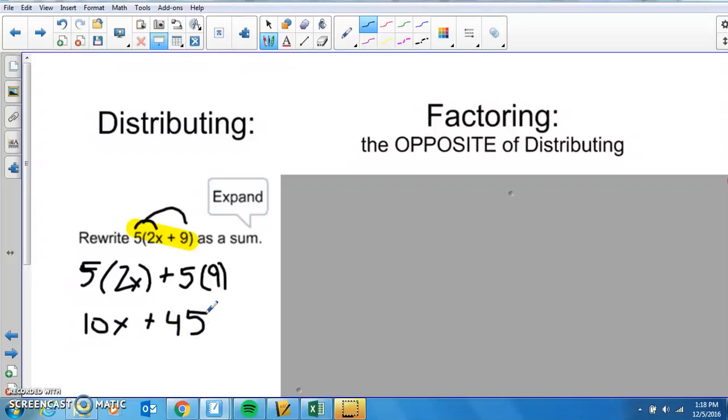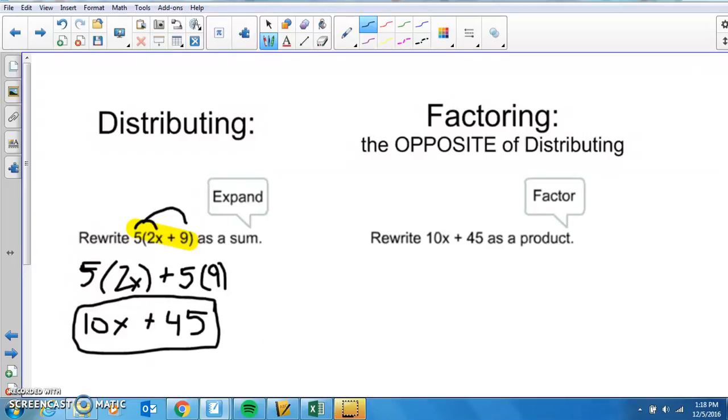The 10x has an x, the 45 does not, so those are not like terms. So that is our simplified form, 10x plus 45. That is what we did yesterday. Now what we're going to do today is pretty much the opposite of what we just did. So let's take the problem 10x plus 45. As you'll notice, this is the answer to what we just did. So we're now going to do the opposite.